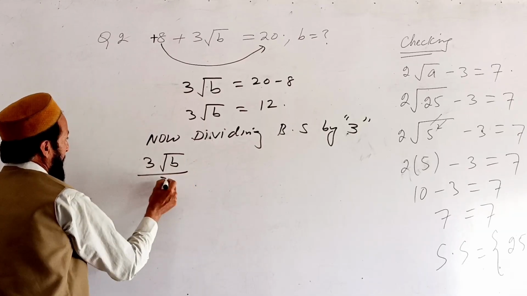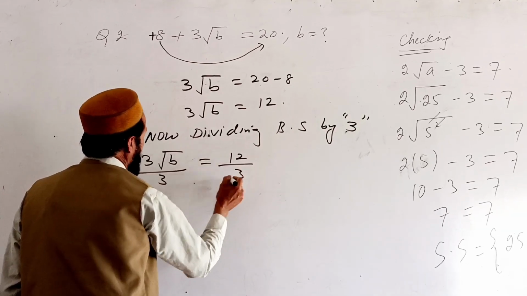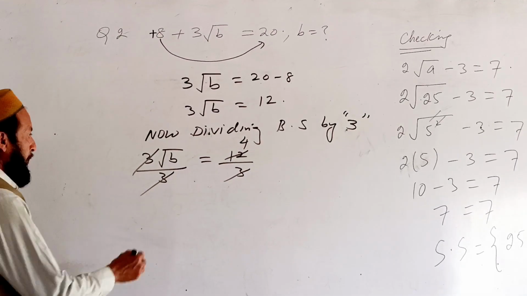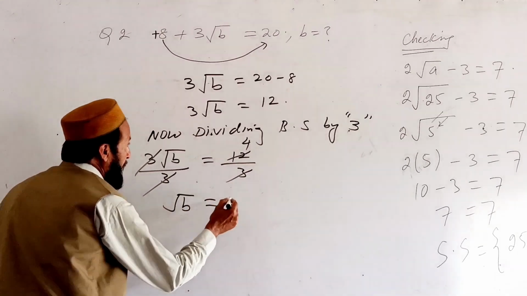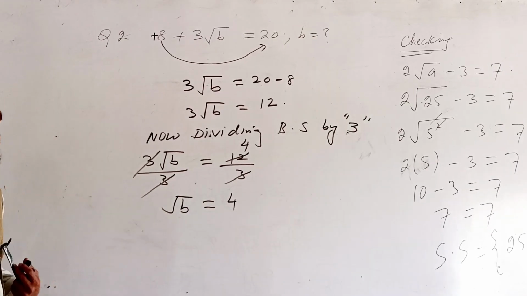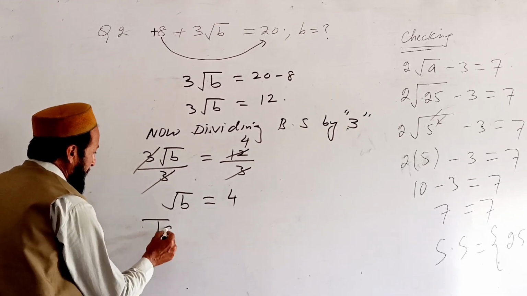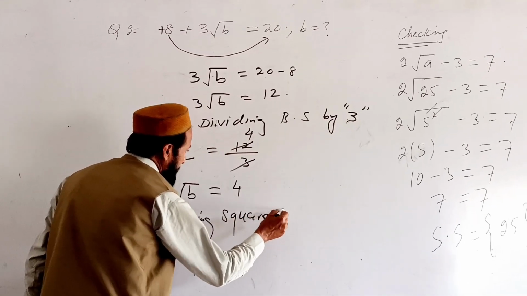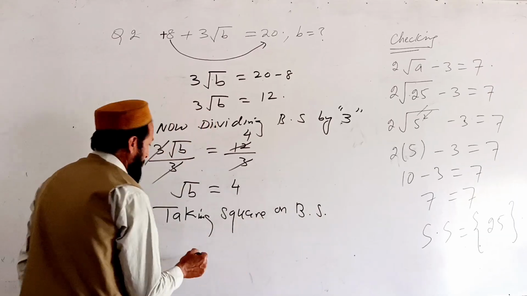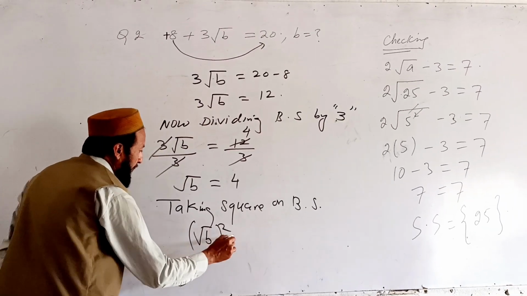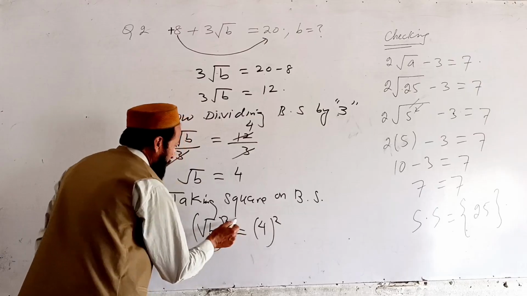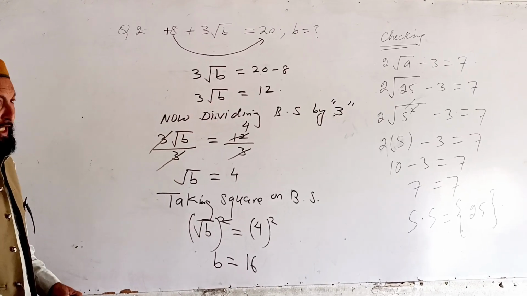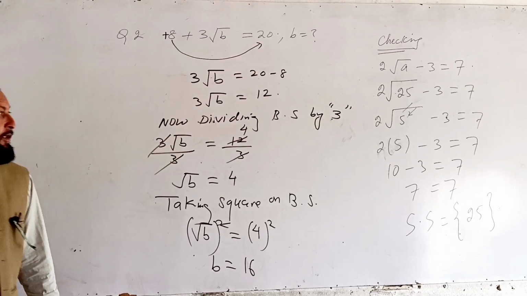So we divide each side by 3. 12 divided by 3, the 3 and 3 cancel, and 12 divided by 3 gives 4. Square root of b is equal to 4. Now to remove the square root, we take the square on both sides. The square root and the square cancel each other. We get 4 squared, so b is equal to 4 multiplied by 4, which is 16.